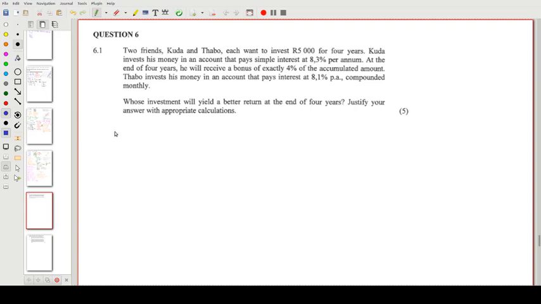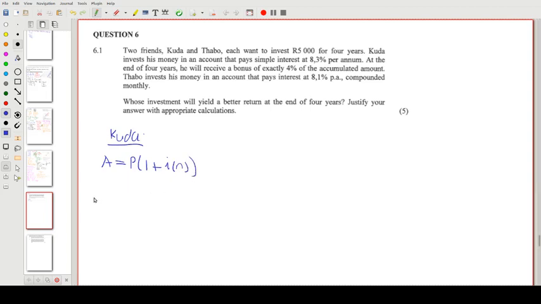Alright, so let's do a calculation for each and see who gets the most money. Let's start with Kuda. So he does simple interest. So let's write down a simple interest formula to start with. Our simple interest formula is A equals P, the principal amount, A is the amortized value or the end amount, P is the principal or the start amount, times 1 plus our interest times the number of years.